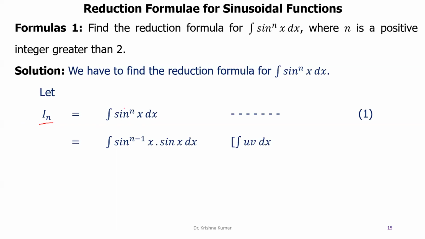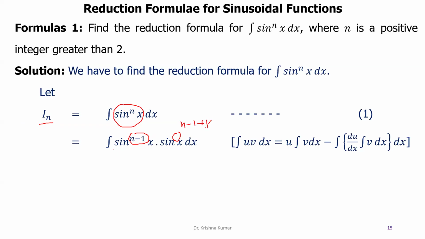So now, can we write sine to the power n x in terms of sine to the power n minus 1 x and sine to the power 1 x? If we add them, n minus 1 plus 1, the minus 1 and plus 1 will cancel and we get sine to the power n x dx. So the first step to find the reduction formula of the sine function is to break down sine to the power n x into two parts: sine to the power n minus 1 x and sine x.